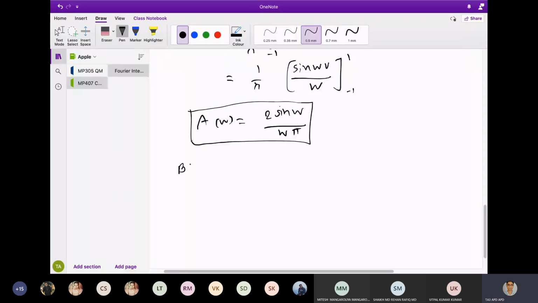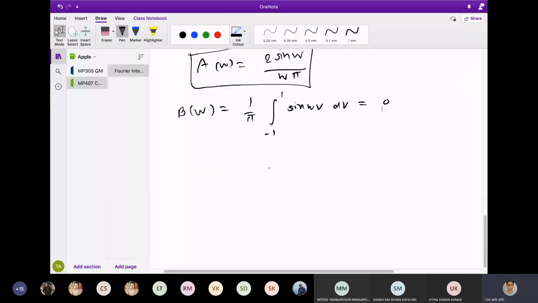Now coefficient B, that is going to be 1 over pi integral from minus infinity to plus infinity, but we have only minus 1 to plus 1, and the function f of v is going to be equal to 1, and you have sine wv dv. Okay, so this we know is going to be equal to 0, because sine is an odd function, so it will be 0. Sine integrates to cosine, and cosine is even, so it becomes 0. Okay.